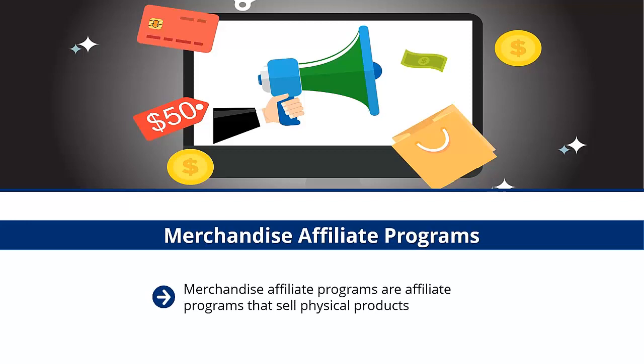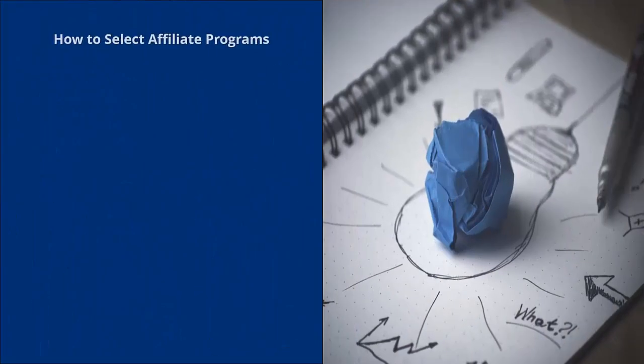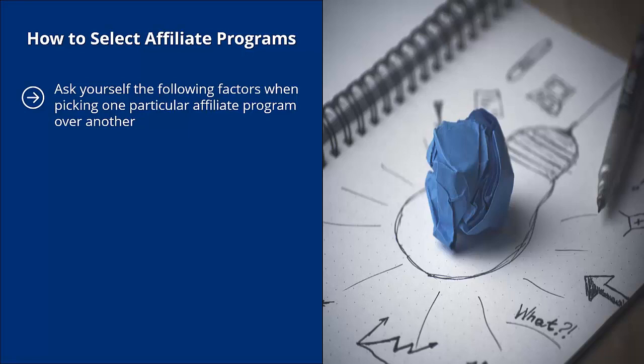Merchandise affiliate programs are affiliate programs that sell physical products. When people see ads on your website, you won't get paid when people click the ads. You only get paid a commission when your visitors actually buy products. How to select affiliate programs. Ask yourself the following factors when picking one particular affiliate program over another.